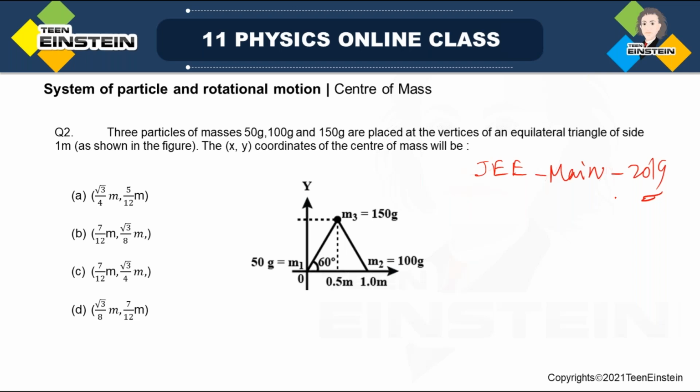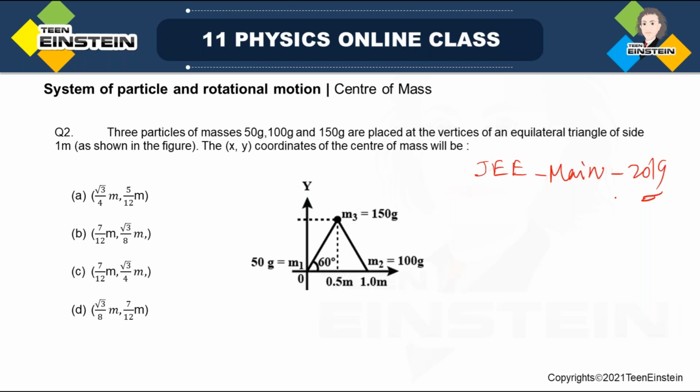See, here there are 3 point masses M1, M2, M3. They are actually situated at the vertices of an equilateral triangle of side 1 meter. The coordinate x, y of the center of mass will be what? So what will be the center of mass coordinate? You have to find out that.